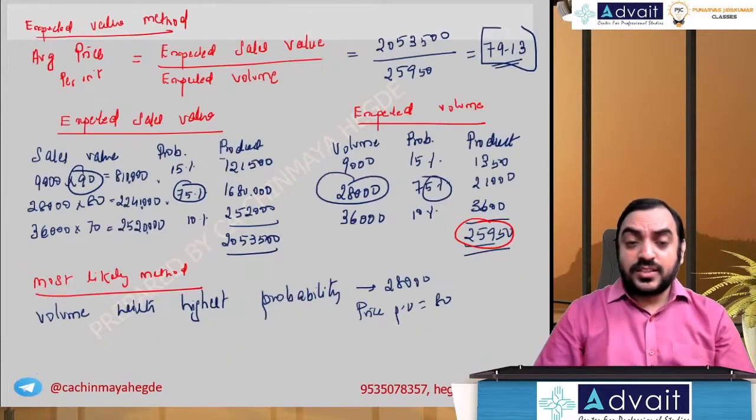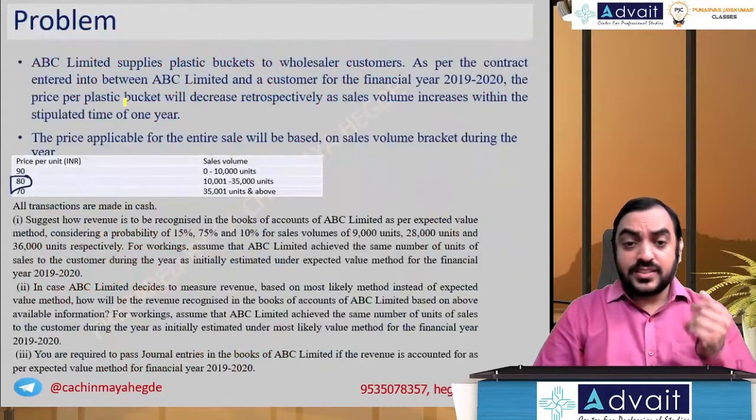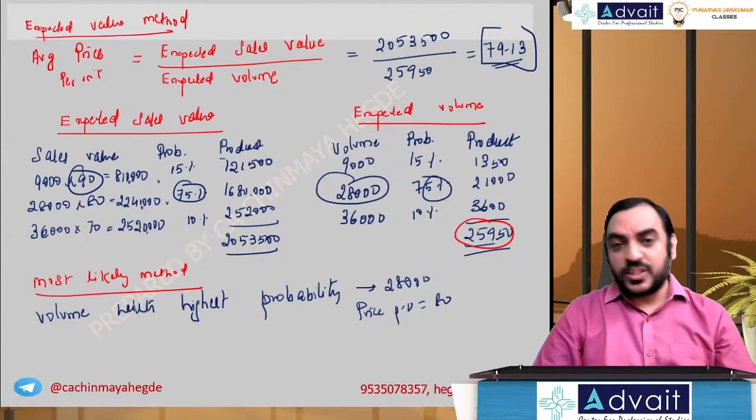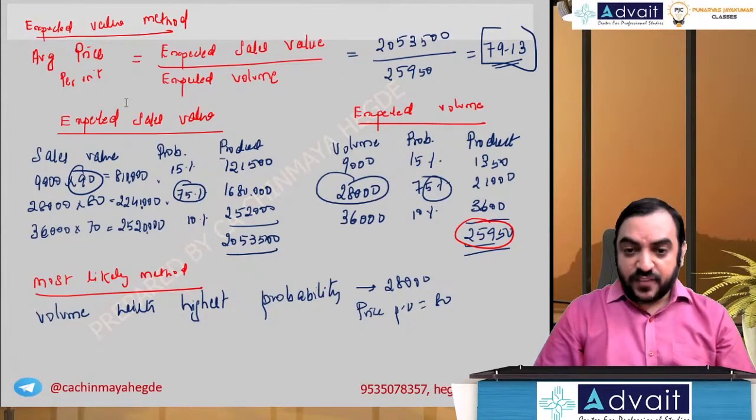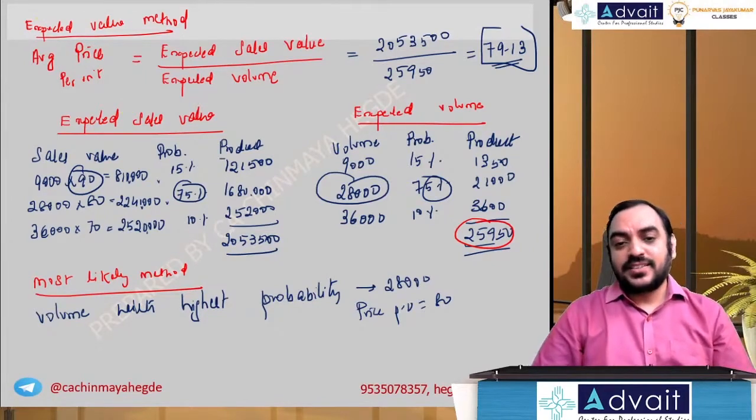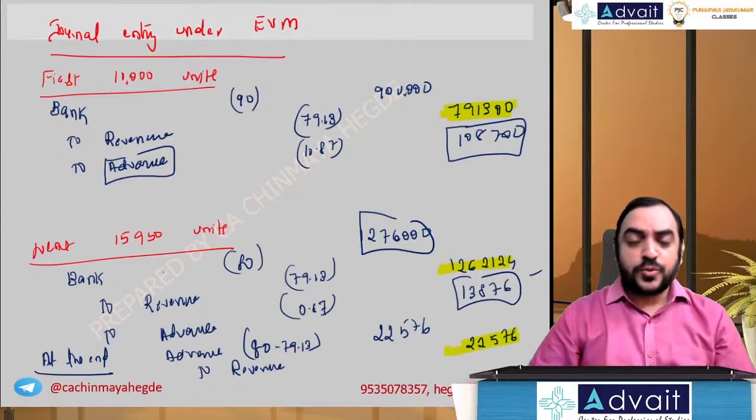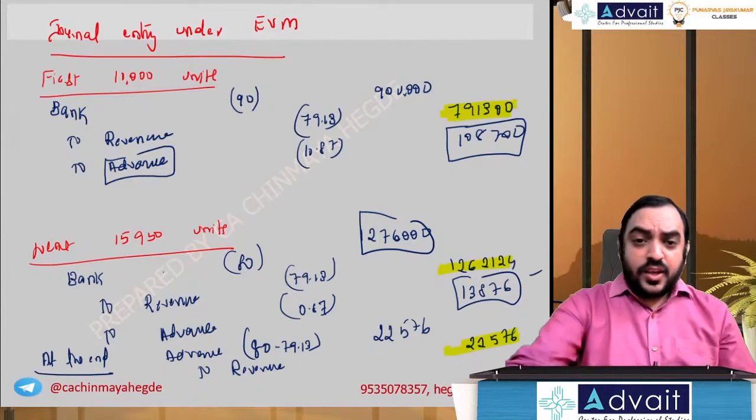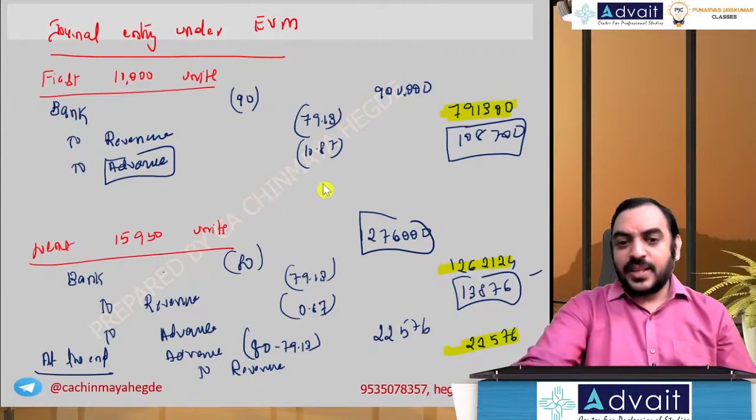And ultimately, what is the revenue to be recognized? You have sold him 25,950 units, 80 rupees per unit. 25,950 into 80, that's what you get. 20,76,000. I hope you're able to reconcile like that. Okay, this is a nice problem. It is an important problem, it may come in the examination. So let's move to the next problem.